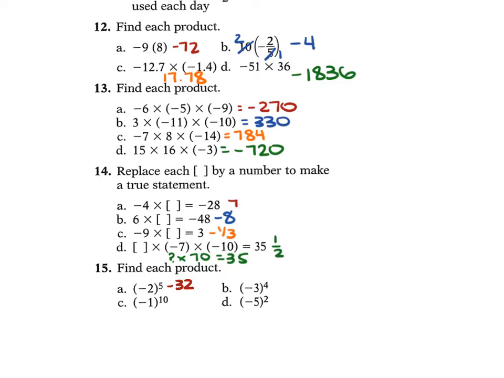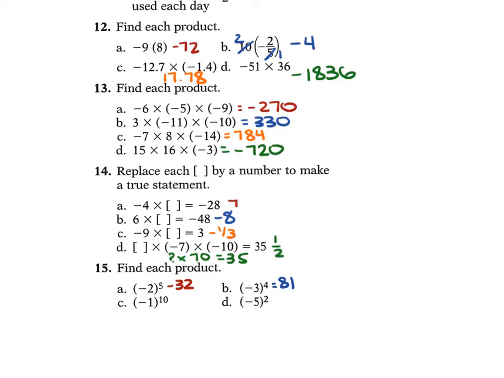For B, we have negative 3 to the 4th power. The negative is on the inside of the parentheses, so look at the exponent to tell if your answer is positive or negative. The exponent is an even number, so our answer is going to be positive. 3 times 3 is 9. Times 3 is 27, times 3 is 81. So it's a positive 81.